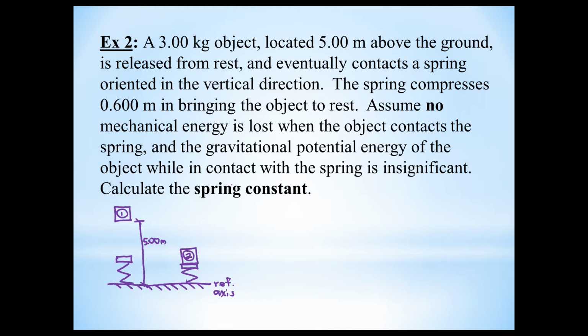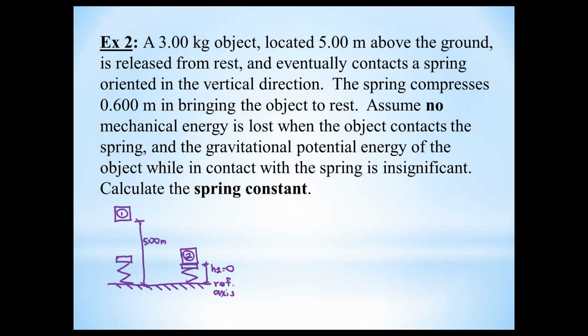Now, we have a lot of assumptions to make here. It says, first of all, assume no mechanical energy is lost when the object contacts a spring. That is very, very unlikely. If the object hits the spring, I would expect to hear some sound, and sound is a form of energy. But the only way you could deal with that is by implementing conservation of momentum, which is a Physics 30 topic. So we're going to assume that there's no energy lost when the box hits the spring. And then 2, it says, assume the gravitational potential energy of the object while in contact with the spring is insignificant. So it's pretty much telling me that the spring gets compressed to the point where the height 2 here would be equal to 0.